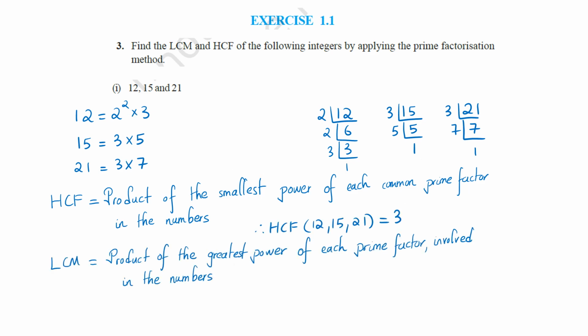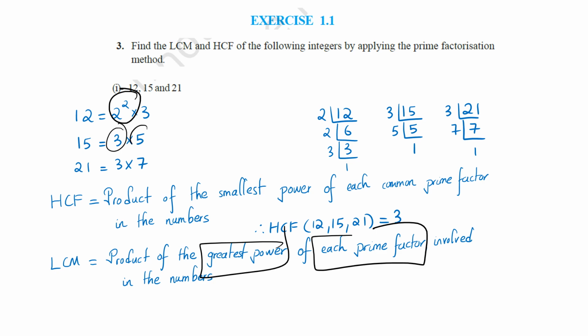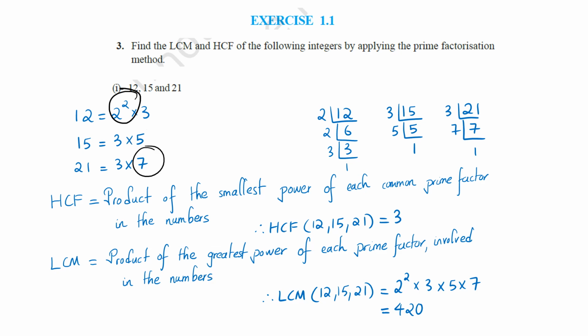Now coming to LCM, we have to take each prime factor and form the product of their greatest powers. So for 2, the greatest power is 2 square. For 3, it's 3 itself. For 5 and 7, the power is 1. So we just have to multiply them all. We get 420. Nice.